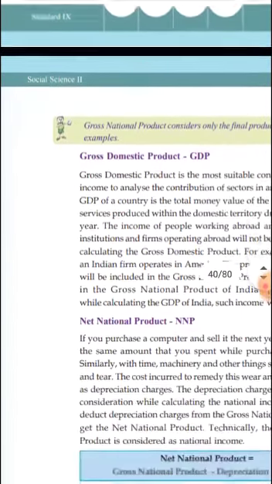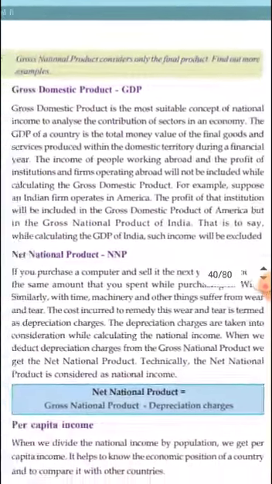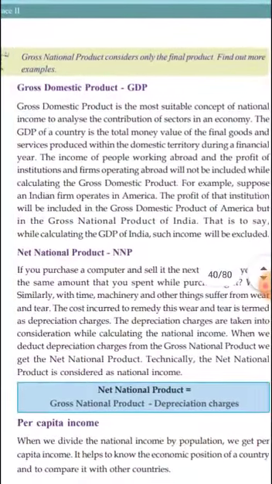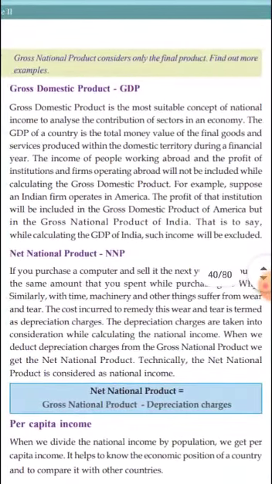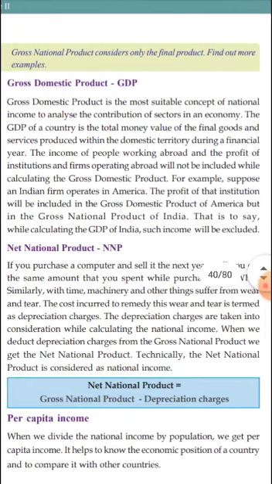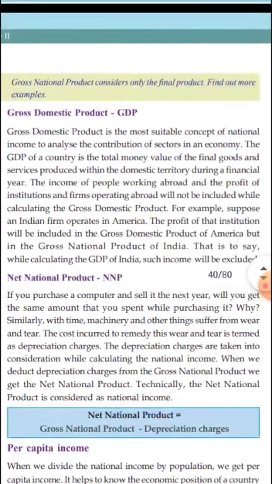Okay, next one is GDP. How is GDP calculated? The GDP of the country is the total money value of the final goods and services produced within the domestic territory during the financial year. Within the domestic territory.